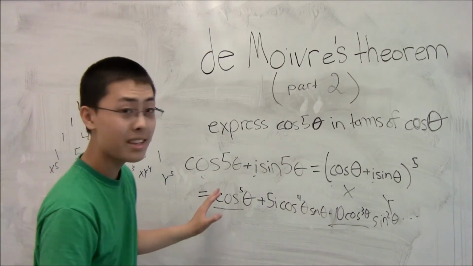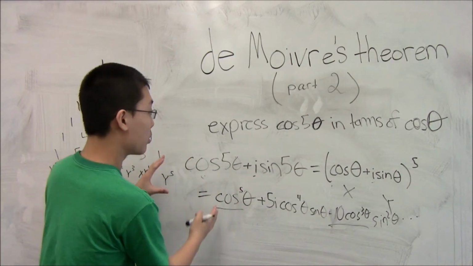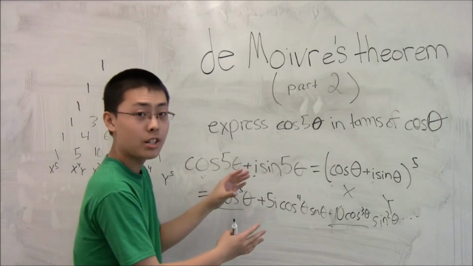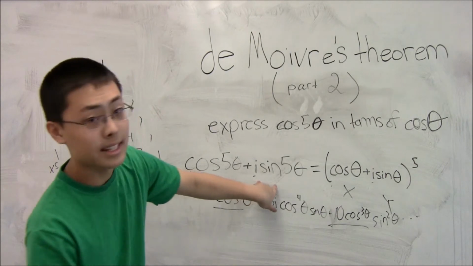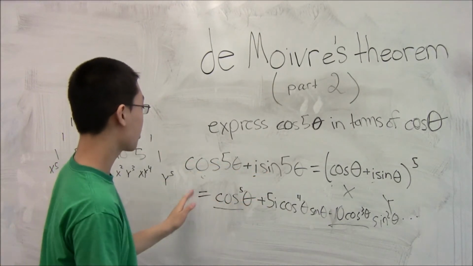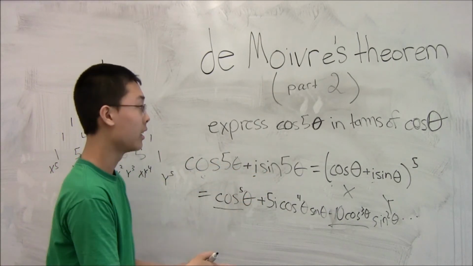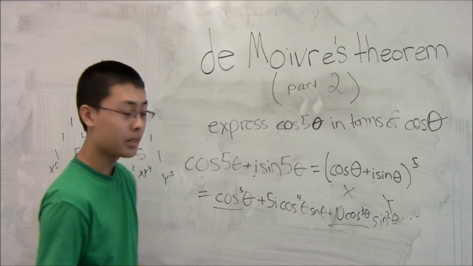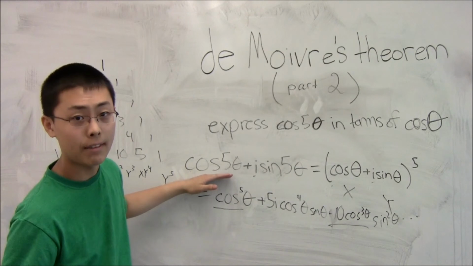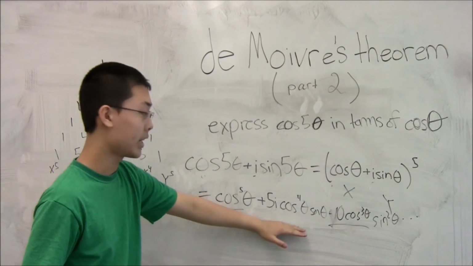So we can set the real parts of the equation equal to each other, and we can set the imaginary parts of the equation equal to each other. But remember, we don't need i sine of 5 theta. We are trying to express cosine of 5 theta in terms of cosine of theta. So we're just going to match up the real part, cosine of 5 theta, with the real part over here.